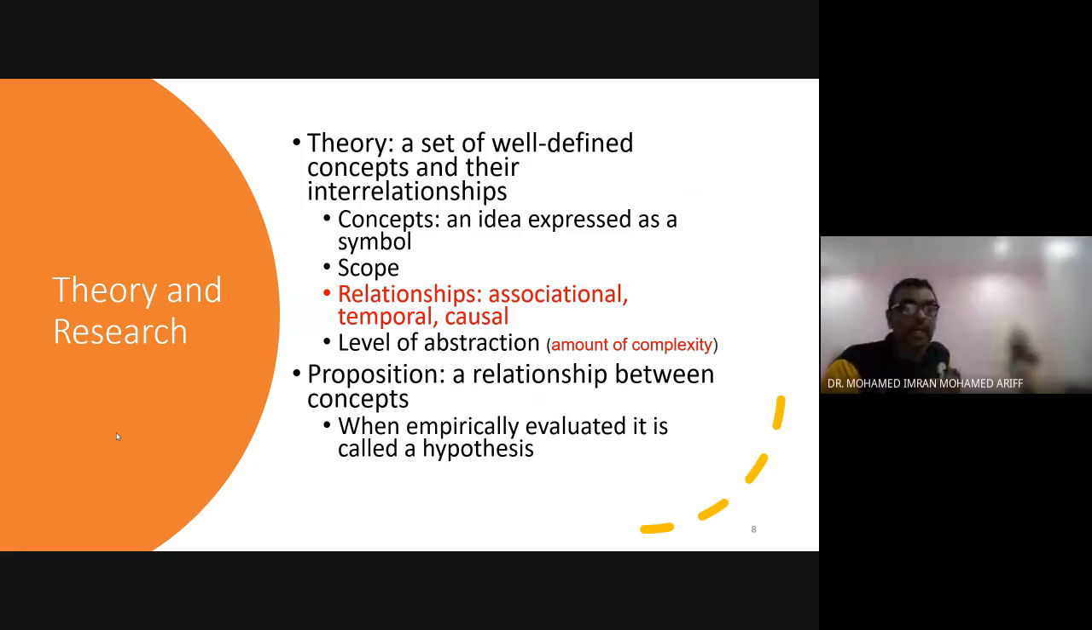When empirically evaluated, it is then called hypothesis. Bila you buat kajian, dan you kata, oh betul lah, proposition saya kata tadi puasa berat badan. Okay? Tapi rupanya lagi banyak saya puasa, lagi banyak saya lose weight. That is hypothesis. Okay? Hypothesis ni you can say ada value lah, ada maksud dia, ada nilai dalam tu. Proposition is just a line. Akan ada, okay, cuma macam ni.